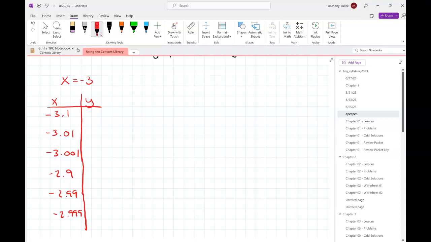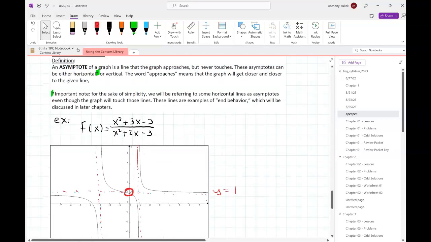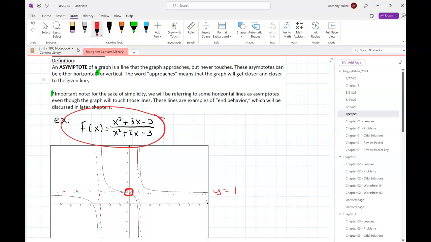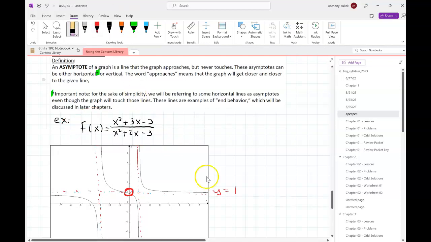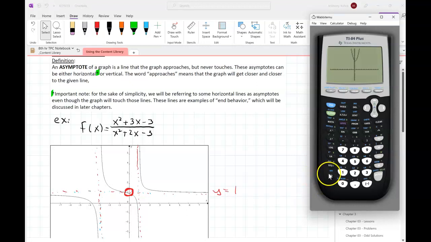So far, so good? How am I going to find the y coordinates for this? I have to plug those values for x into my function. Does that look like a lot of fun? Wouldn't it be nice if there's a way to tell my calculator, hey, just plug -3.1 into this and tell me the answer? Yeah, it would, wouldn't it? Guess what? There is a way to do that. Let's look at how to do that, because this is a time saver right here, folks.